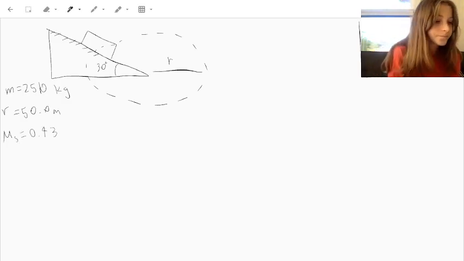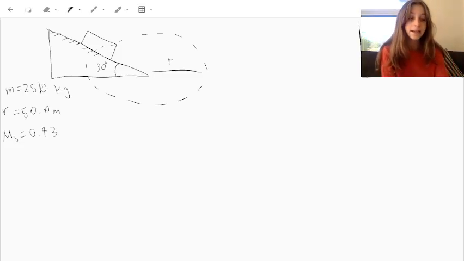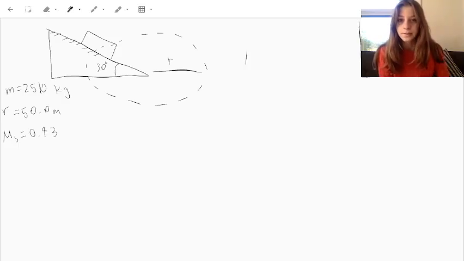So, we're trying to find the maximum speed in meters per second at which the car does not slide up the rim. Let's break down some of what this means. This symbol here, mu s, is a way that we relate our frictional force with normal force.